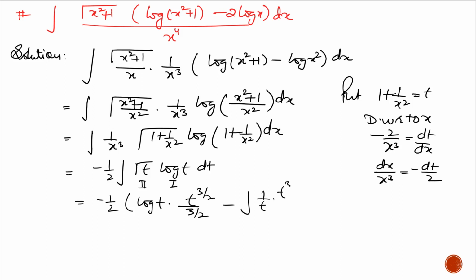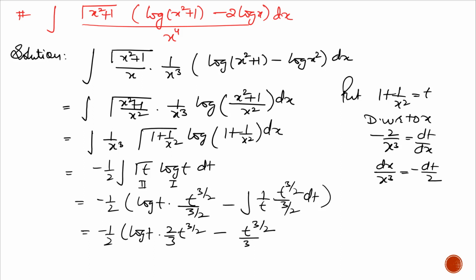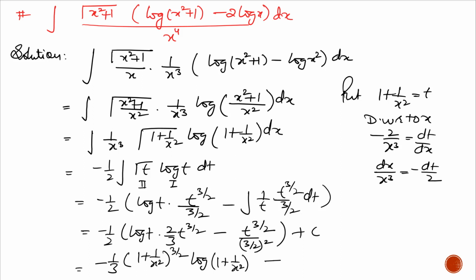First function as it is, integration of second is t raised to power 3 by 2 upon 3 by 2, minus derivative of first is 1 by t, integration of second is t raised to power 3 by 2 upon 3 by 2. And when we integrate the second part, we will get t raised to power 3 by 2 upon 3 by 2 whole square. After simplification, we will get the answer minus 1 by 3 in bracket 1 plus 1 by x square whole raised to power 3 by 2 log in bracket 1 plus 1 by x square plus 2 by 9 in bracket 1 plus 1 by x square whole raised to power 3 by 2 plus c.